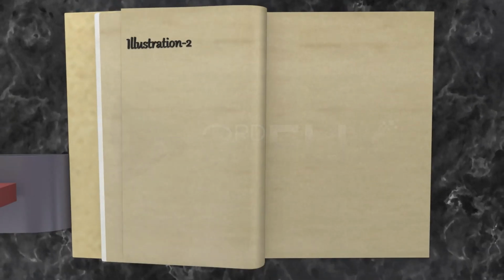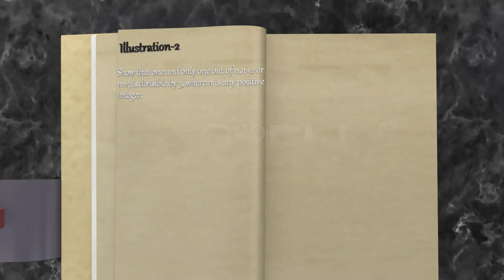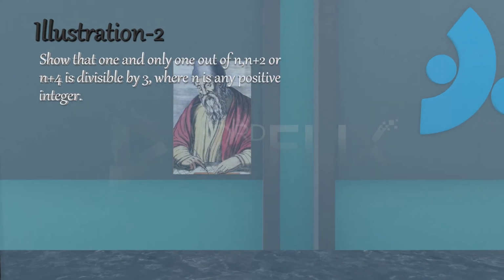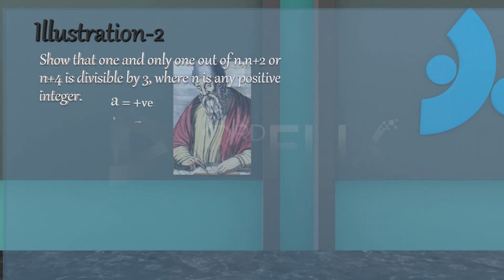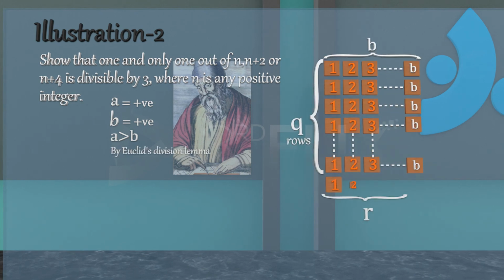Illustration 2. Show that one and only one out of n plus 2 or n plus 4 is divisible by 3, where n is any positive integer. Let us consider any two positive integers a and b such that a is greater than b. Then, by Euclid's division lemma, we have a equals bq plus r, where q, r are integers and 0 less than or equal to r less than b.